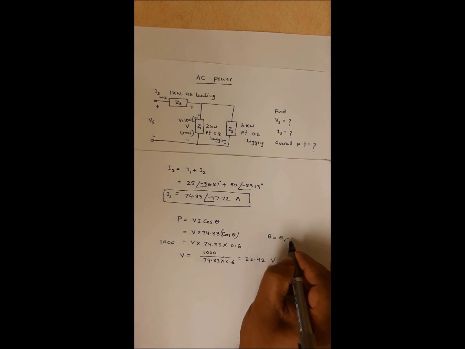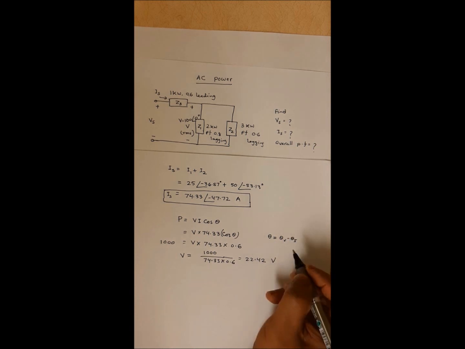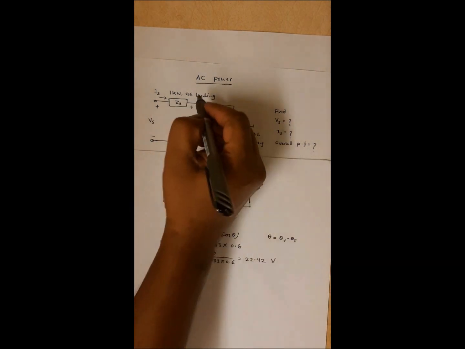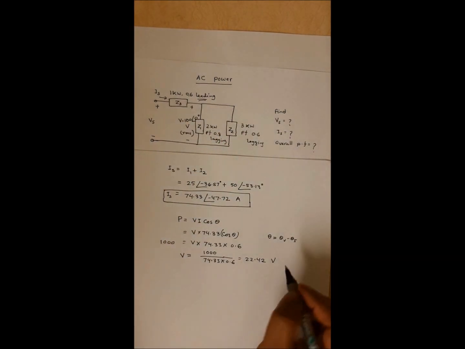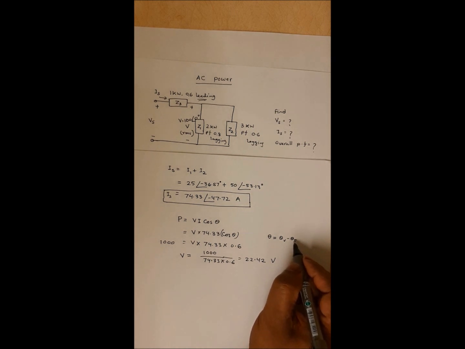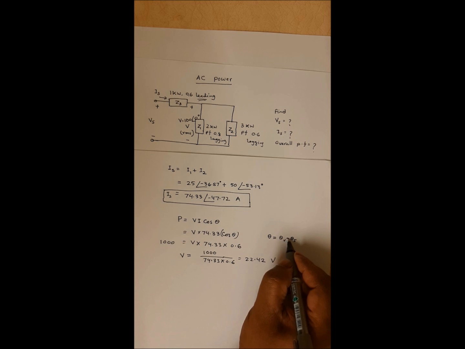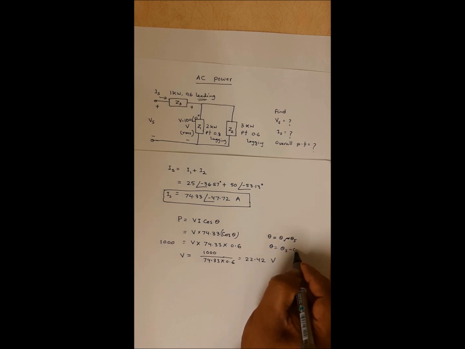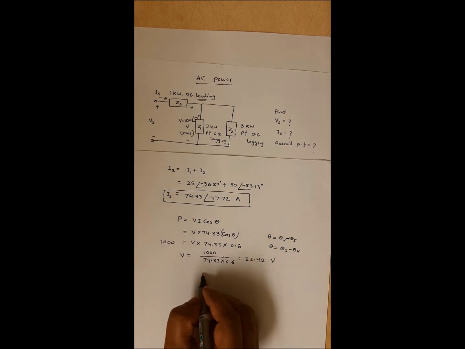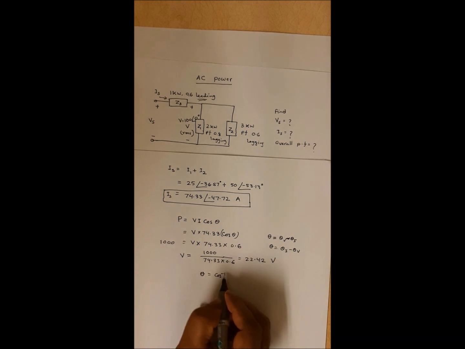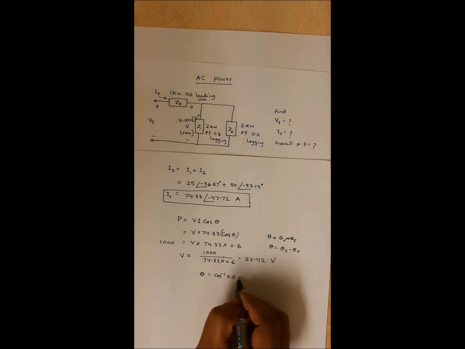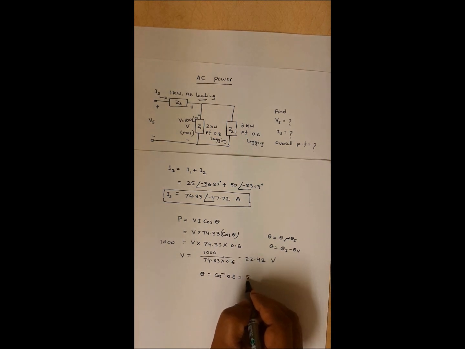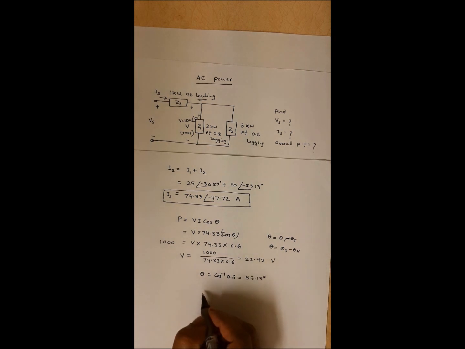So theta equals theta V minus theta I. Here the current is leading, so theta I will have the higher angle than theta V. So we should write it as theta equals theta I minus theta V. Now the power factor angle theta equals cosine inverse of 0.6, so that is 53.13 degrees.